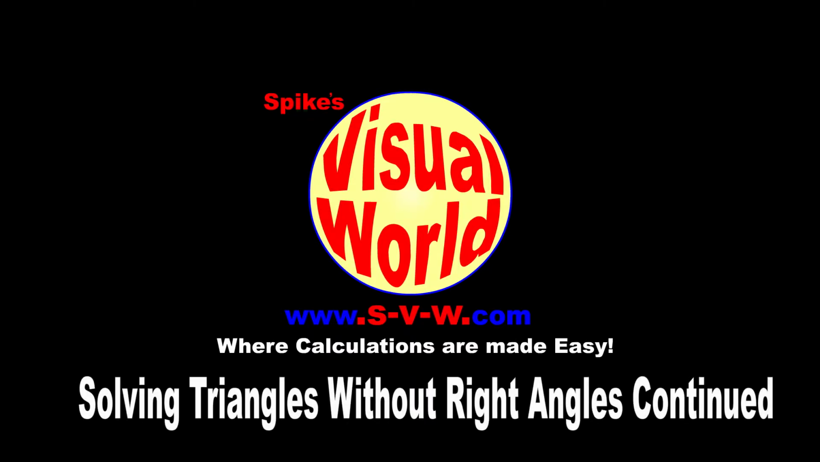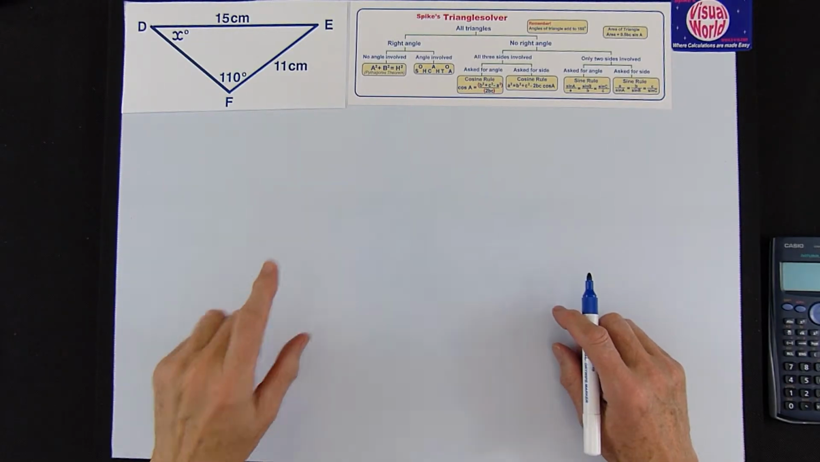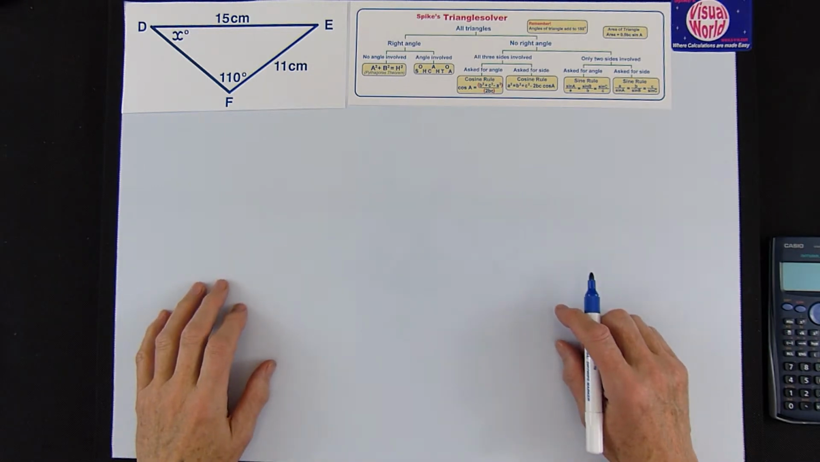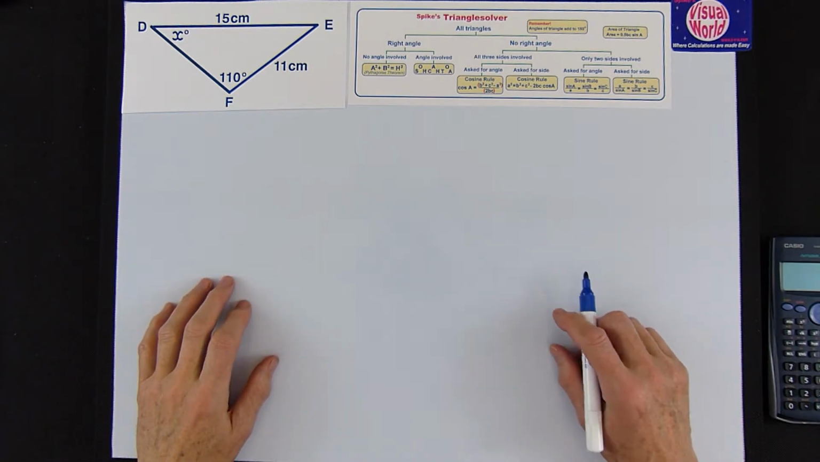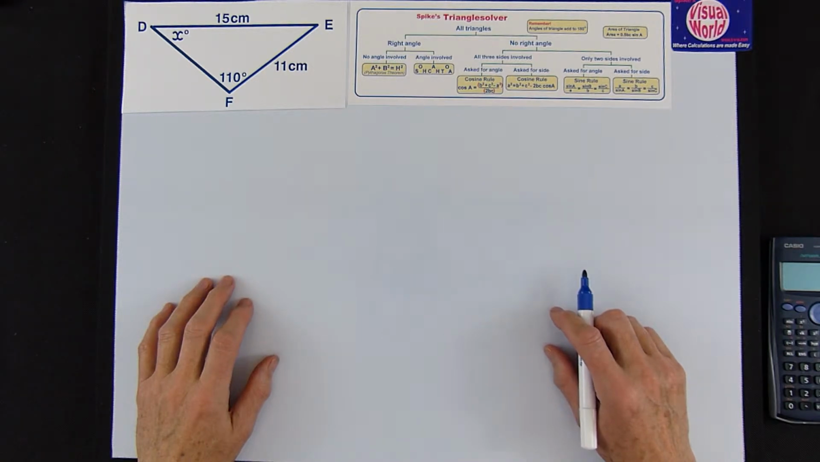This is the second of two videos involving Spike's Triangle Solver. At the end of this video there will be 4 examples with solutions for you to try.